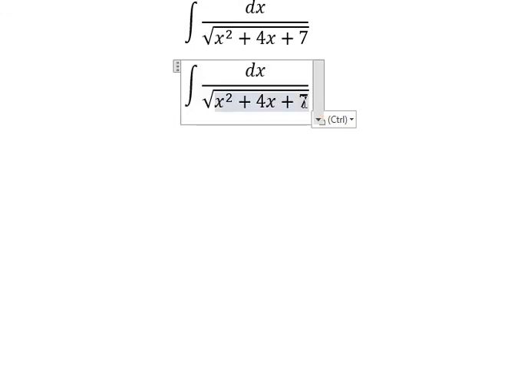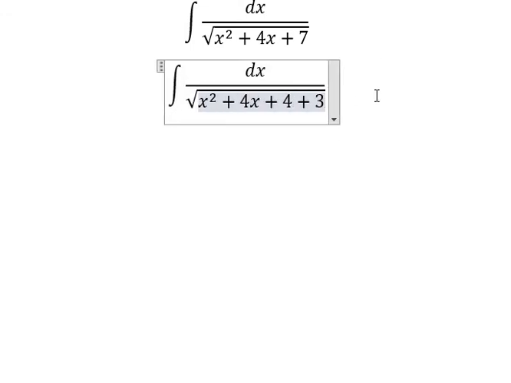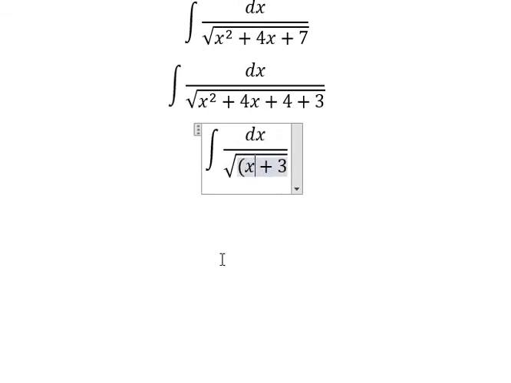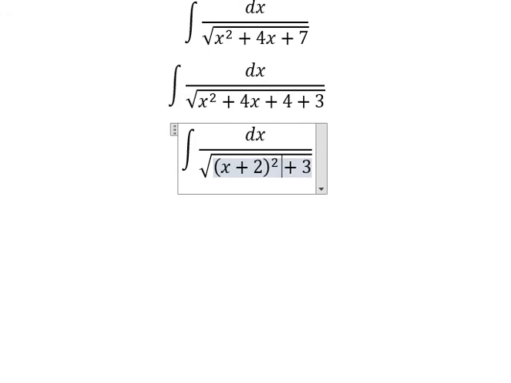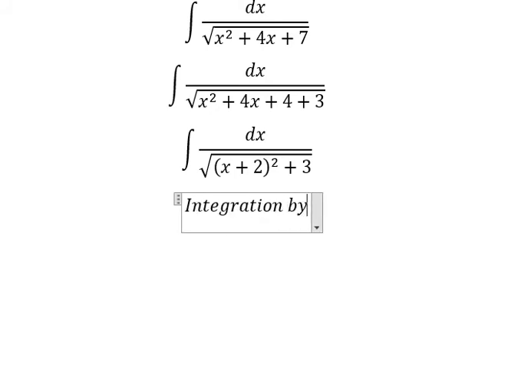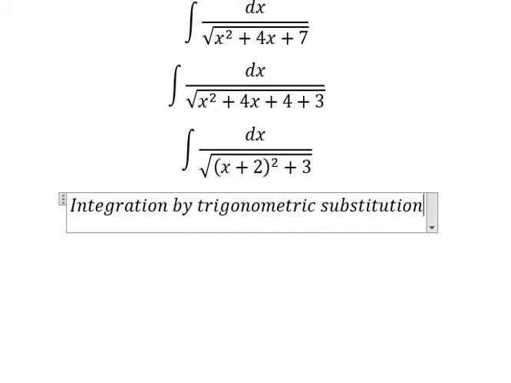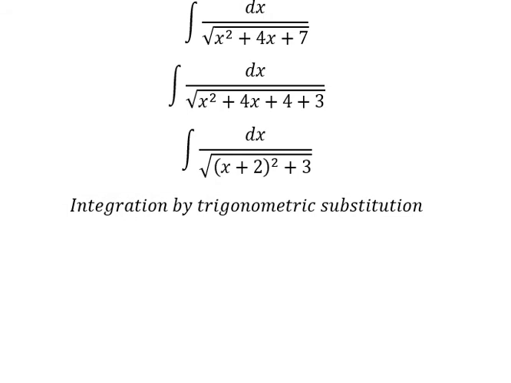Number 7, we can put into 4 plus 3. This one, that is about identity. So we can put into x plus 2 to the power of 2. Next, we need to use integration by trigonometric substitution. So I will put x plus 2 equals the square root of number 3 times tan t.